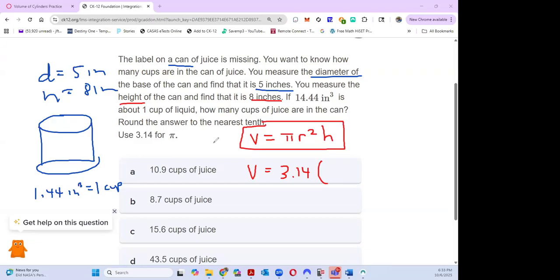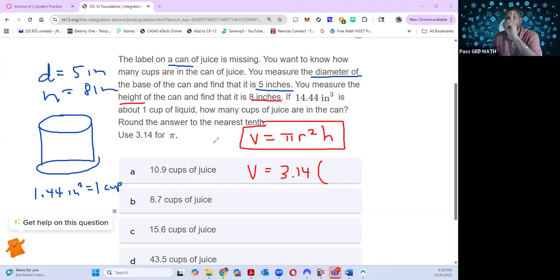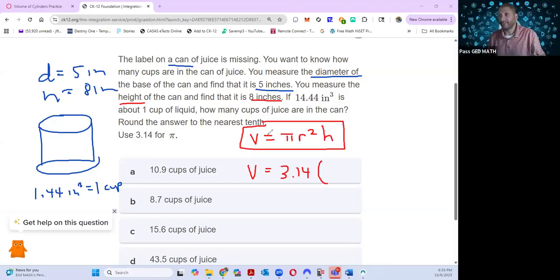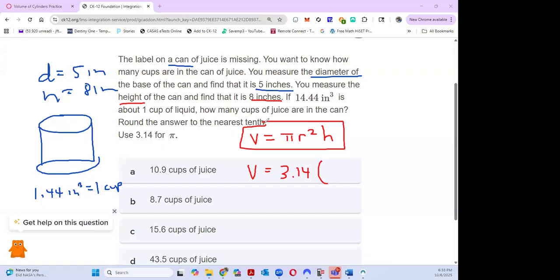What's my radius? 5. No, I mean 8. No, wait a minute. Sorry, I'm just throwing numbers out there. You got to take your time. It's r squared. Radius r squared. What is radius? What's our radius?